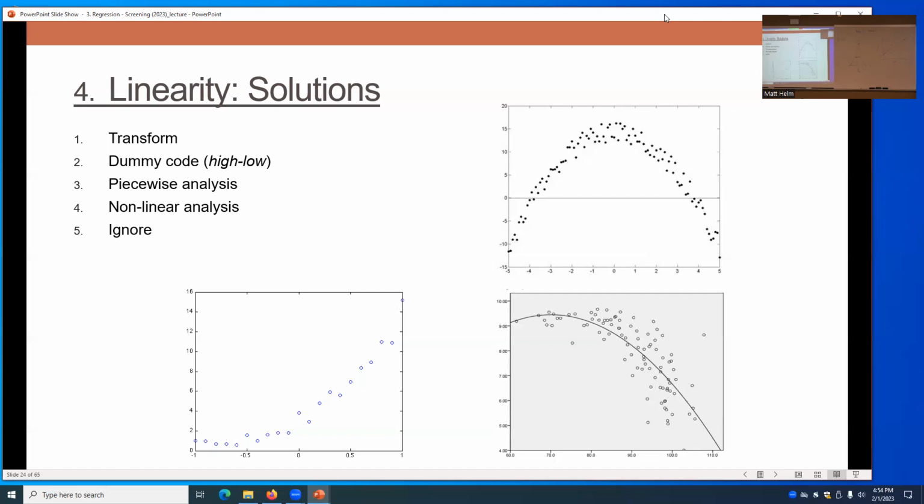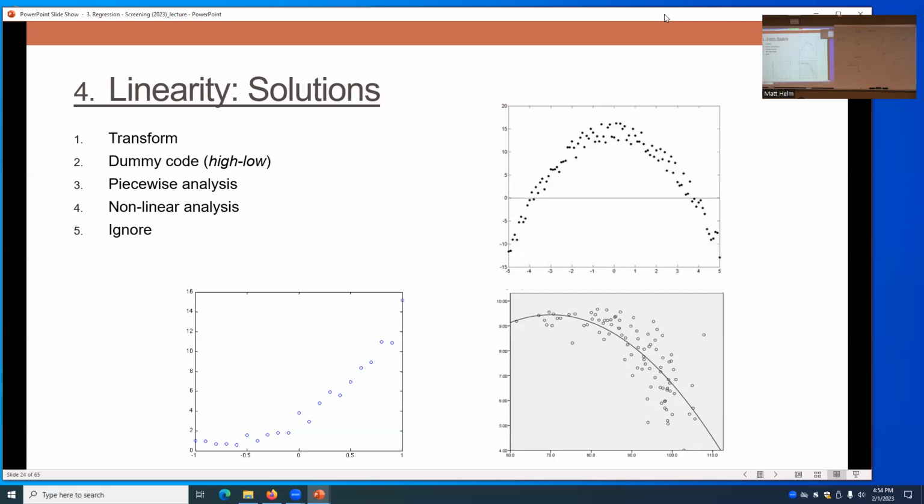And what I've got now is kind of a piecewise function where I'm modeling the relation between X and Y on X values ranging from -5 to 0, and then a separate model that captures the relation between X and Y from 0 to 5. Okay, so we can start to dummy code and break things up. We can run a nonlinear model.